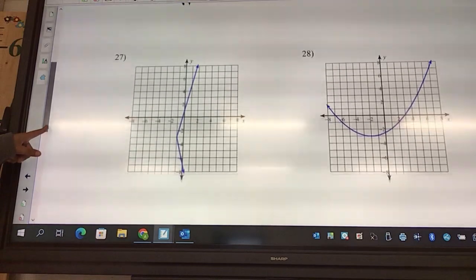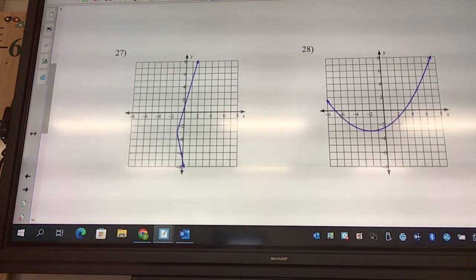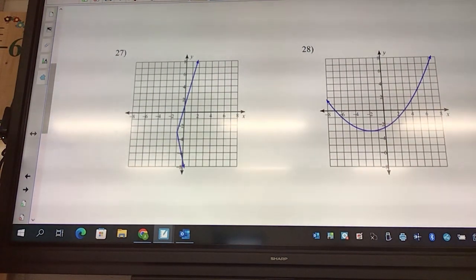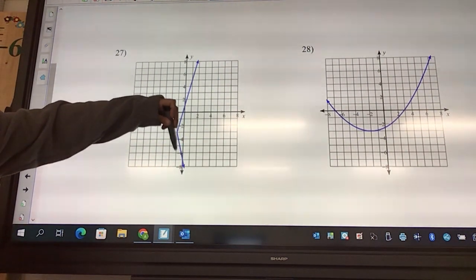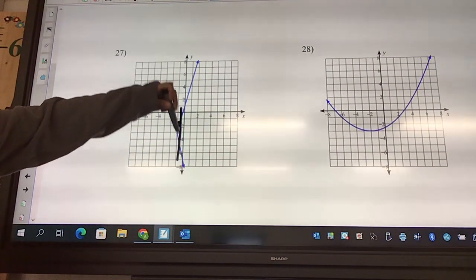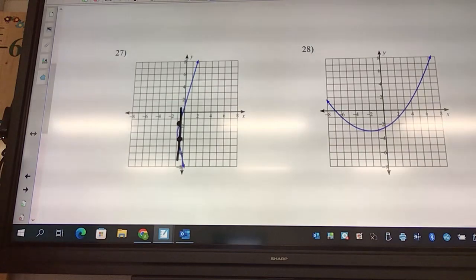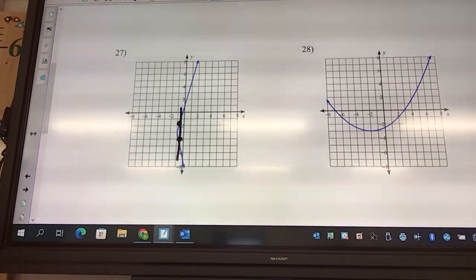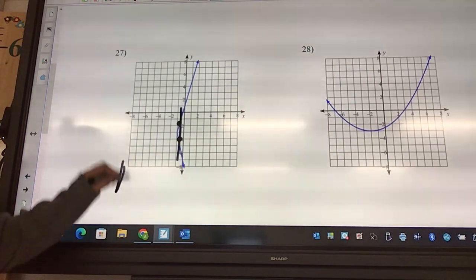Okay, 27. Does that pass the vertical line test? No, it doesn't. Where about does it not pass? Yeah, so somewhere like even right here, it's touching right here and right here at the same time. Is everybody good? Somebody need help? Okay. So this one's gonna be a no.